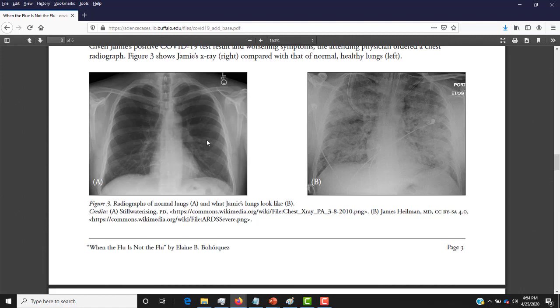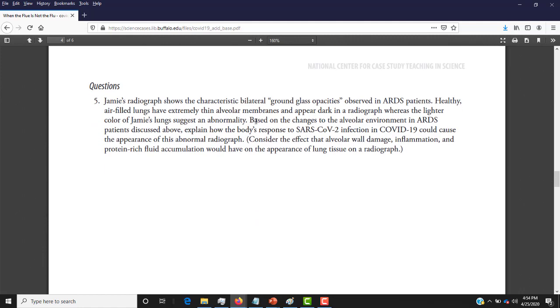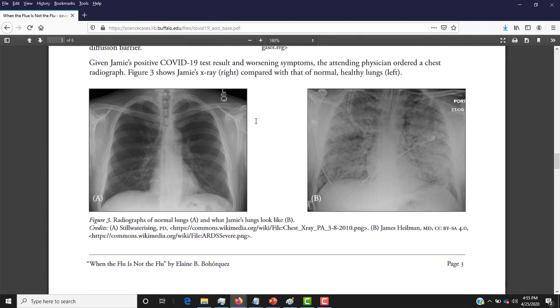This is nice and clear. That is very cloudy. Going to the question, based on the changes in the alveolar environment, ARDS, the acute respiratory distress syndrome, explain how the body's response to COVID-19 can cause this abnormal radiograph. So basically, what complications does Jamie have that's causing this radiograph when it should be this?